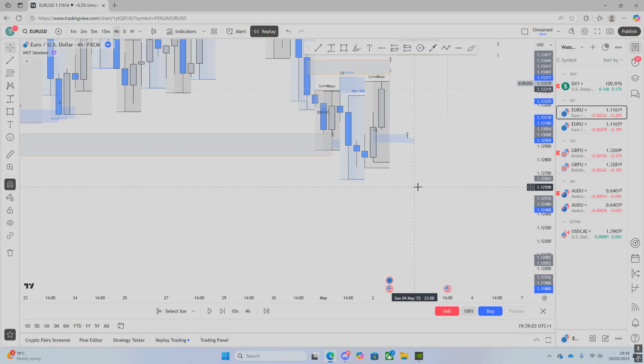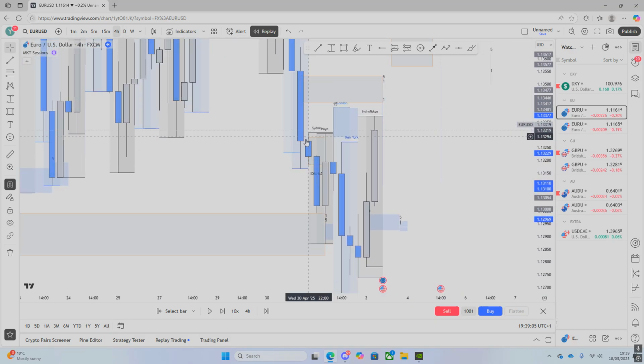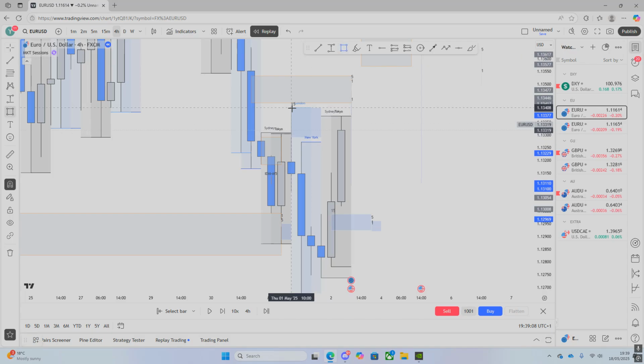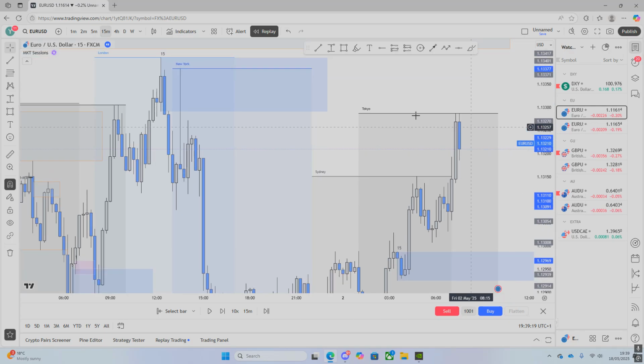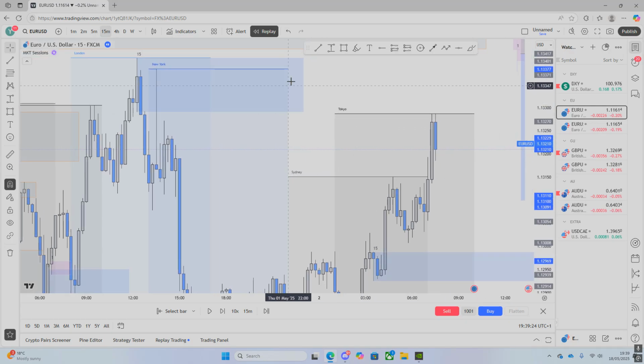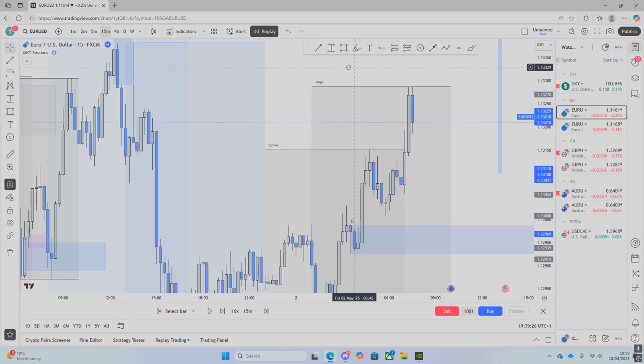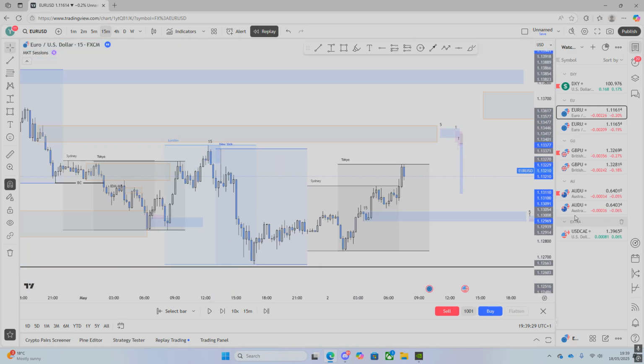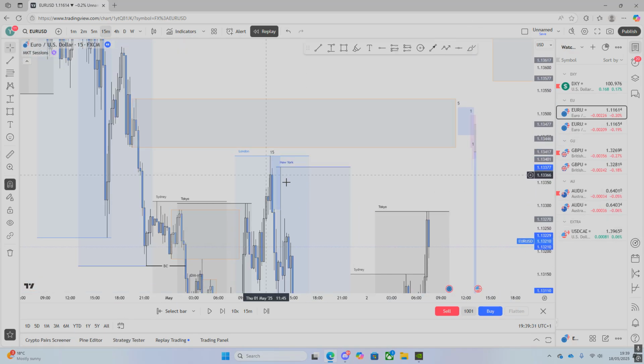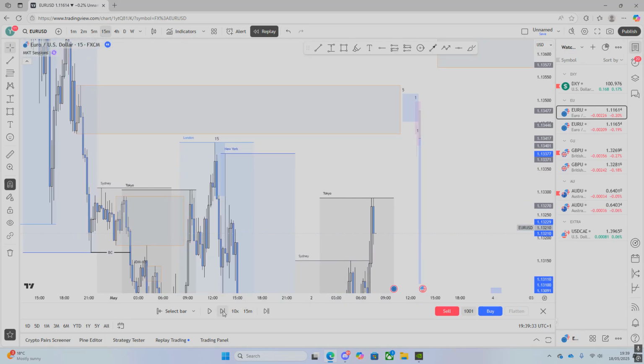Next day sells, over sells, and also in a 4-hour POI. This 4-hour POI, 4-hour supply. So everything's looking very nice. Let's look for sells now. We still have this POI marked out. I think we can get a nice sell today for the 2nd of May.